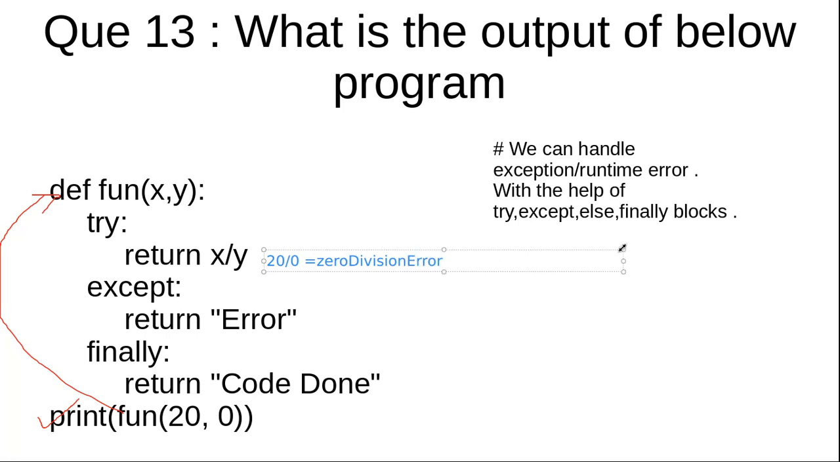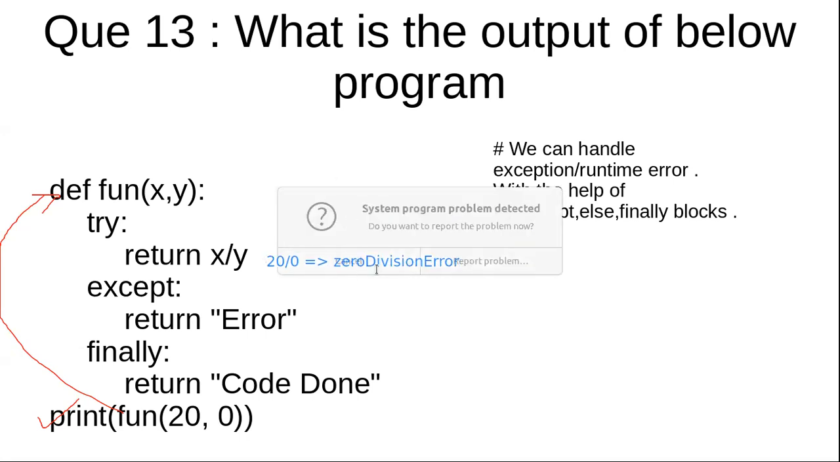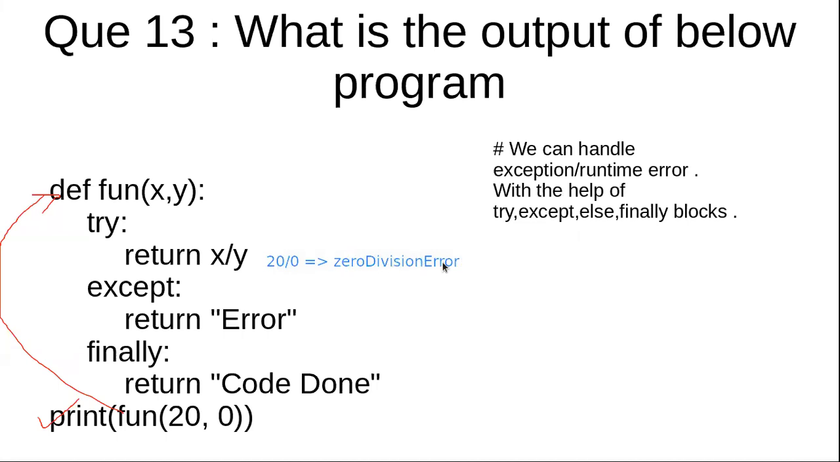An error like this is one kind of exception. 20 is not divisible by 0, so the zero division error is raised. Then it goes to the except block. Are any print statements available? No, but there is a return statement. But we have the finally block here, right?